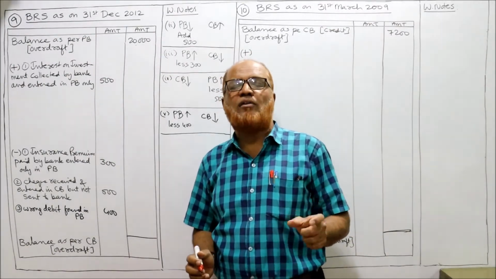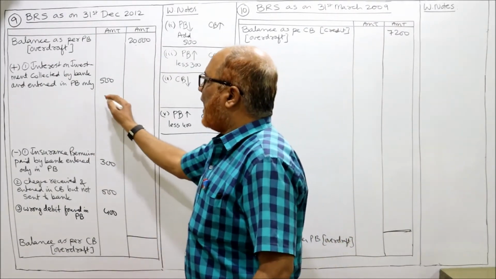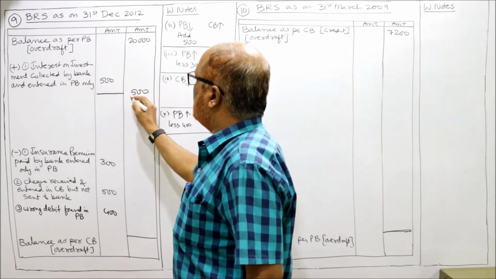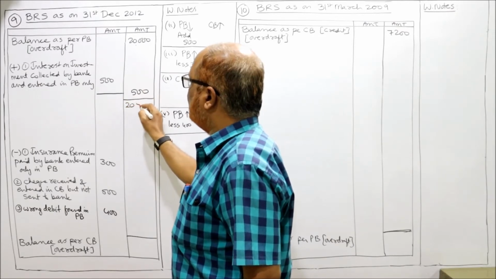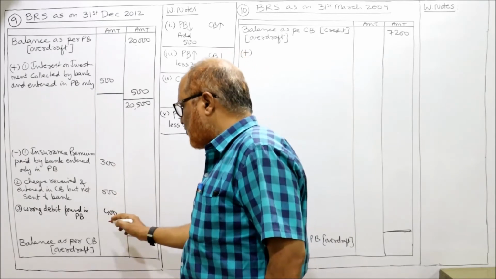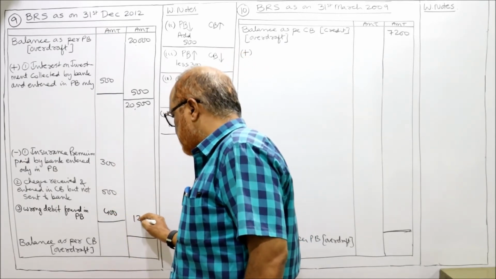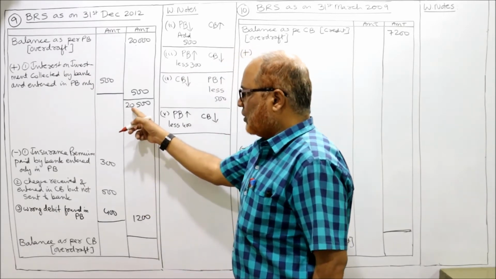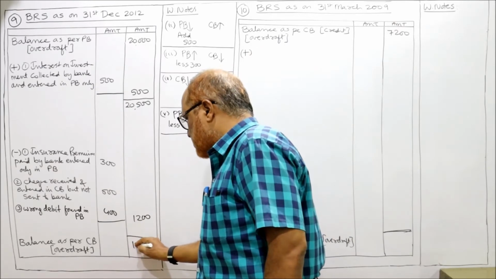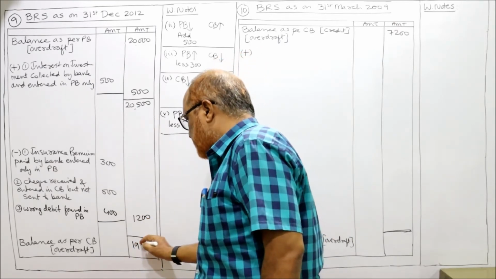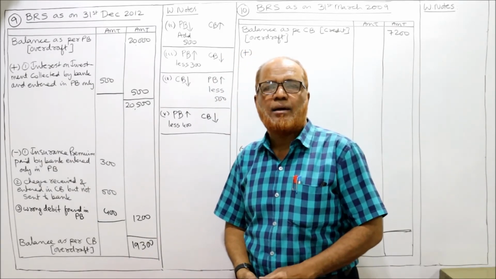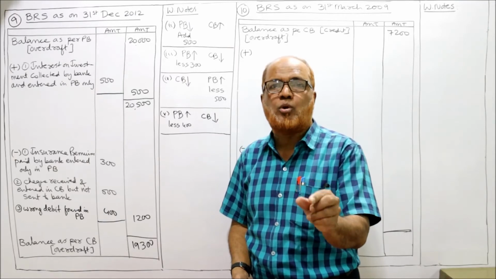Simply we have to take the total of add items and less items. Add items are only 500, so I am taking this 500 to the outer column. It will become 20,500. Less items are 3 plus 5, 8. 8 plus 4, 12. 1200. So here 20,500 minus 1,200. 20 minus 1, 19,000. And 500 minus 200, 300. 19,300, this is the bank balance as per cash book overdraft.